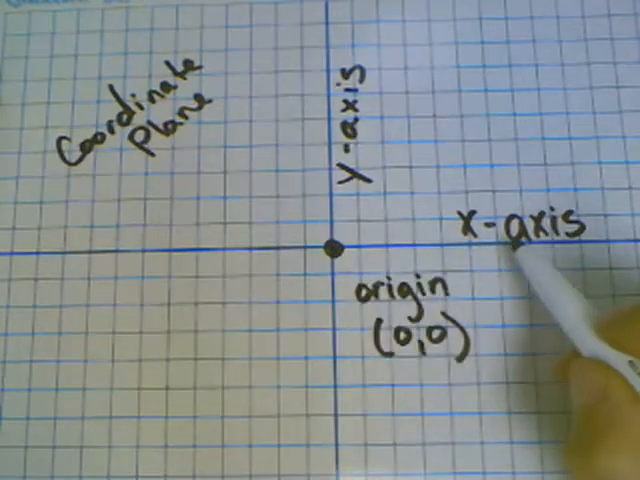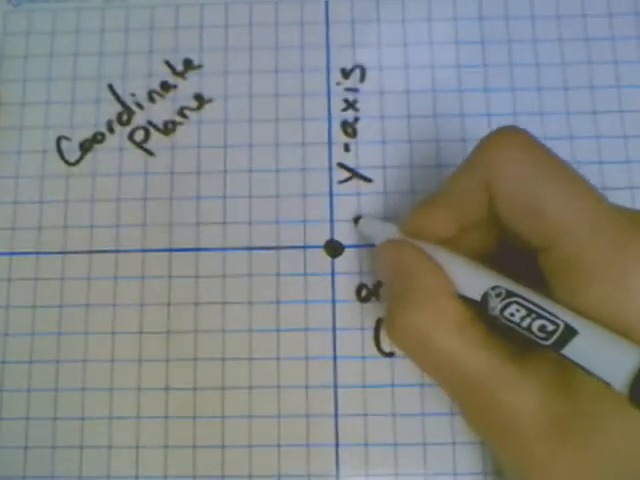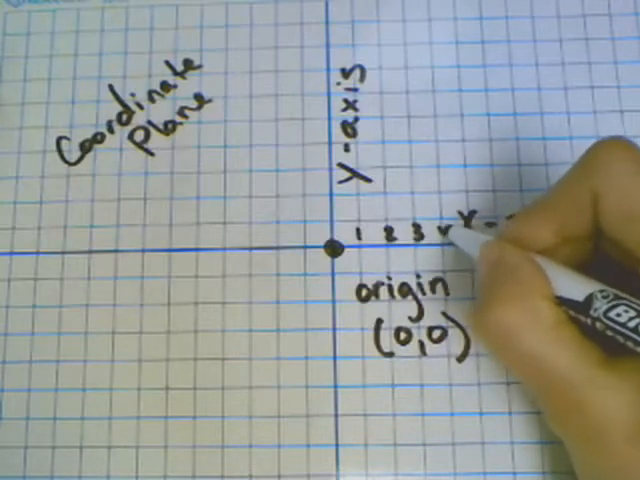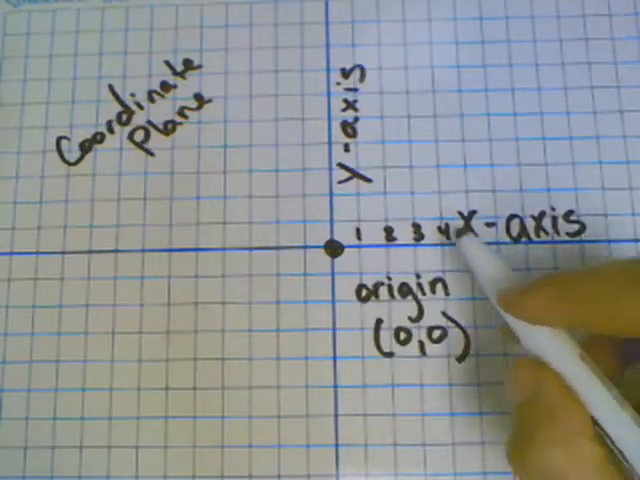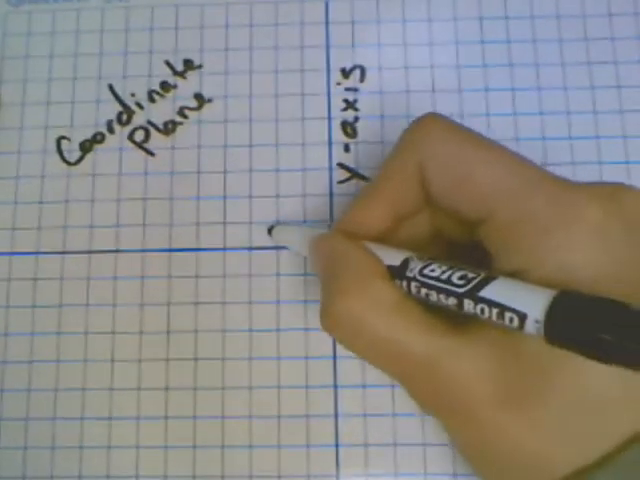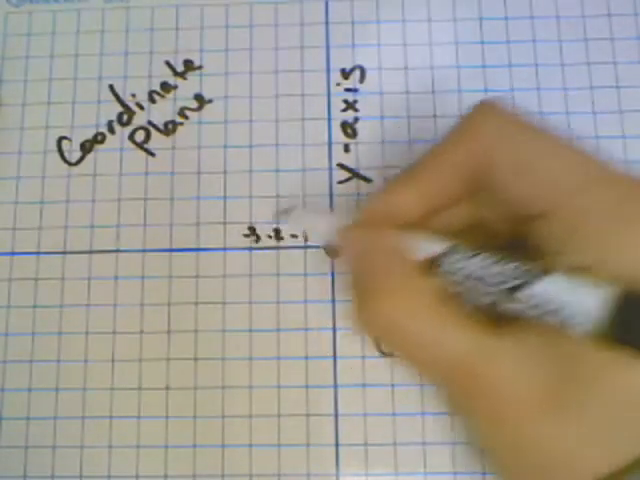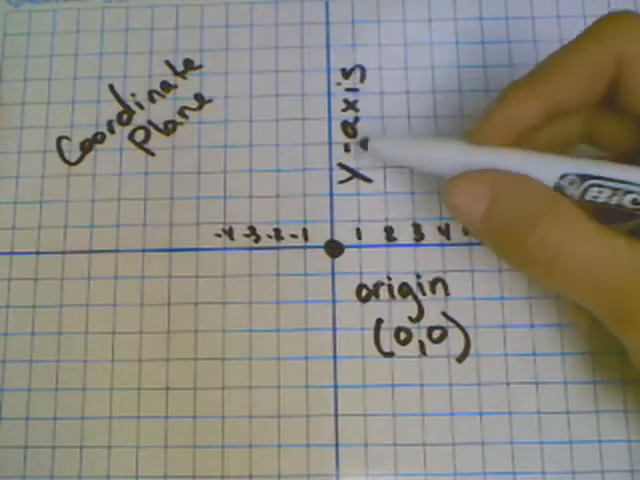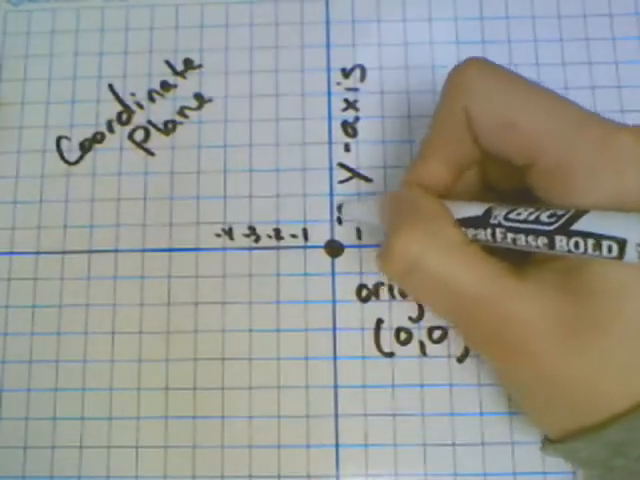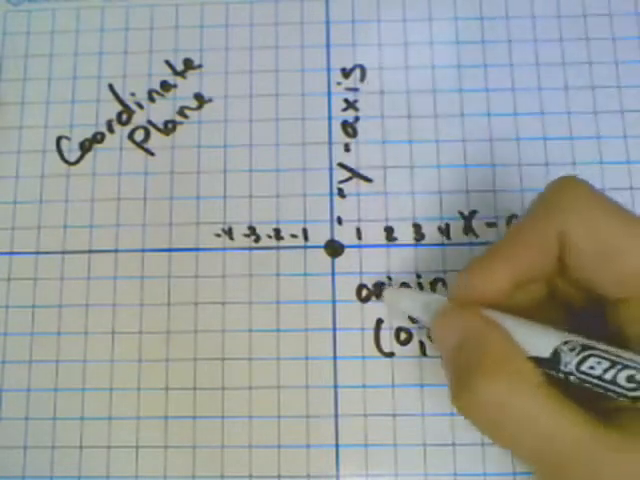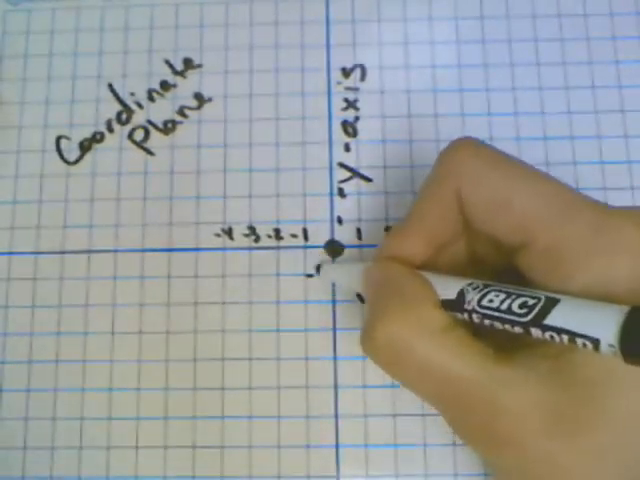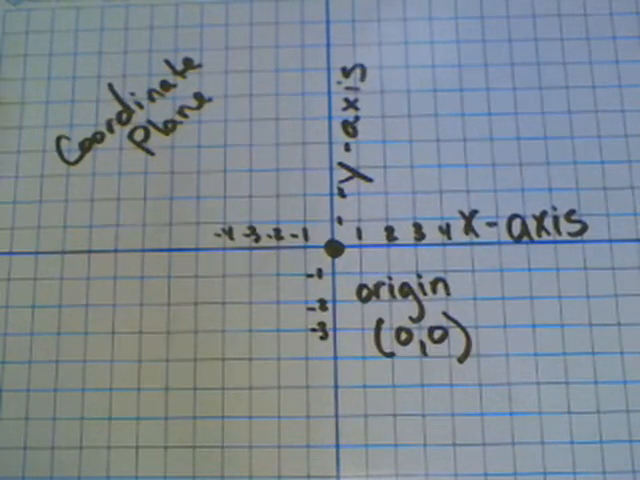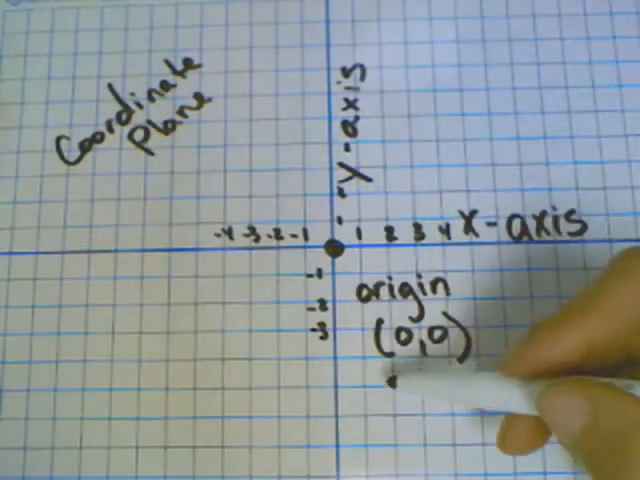So anything to the right of this point along the x-axis are our positive numbers, 1, 2, 3, 4, and any fractions and decimals in between there. Anything to the left will be our negative numbers, -1, -2, -3, -4. Same thing goes along the y-axis. As I move upwards, these are our positive numbers, 1, 2, 3, 4. And as we go down, these are our negative numbers, -1, -2, -3, -4, etc.